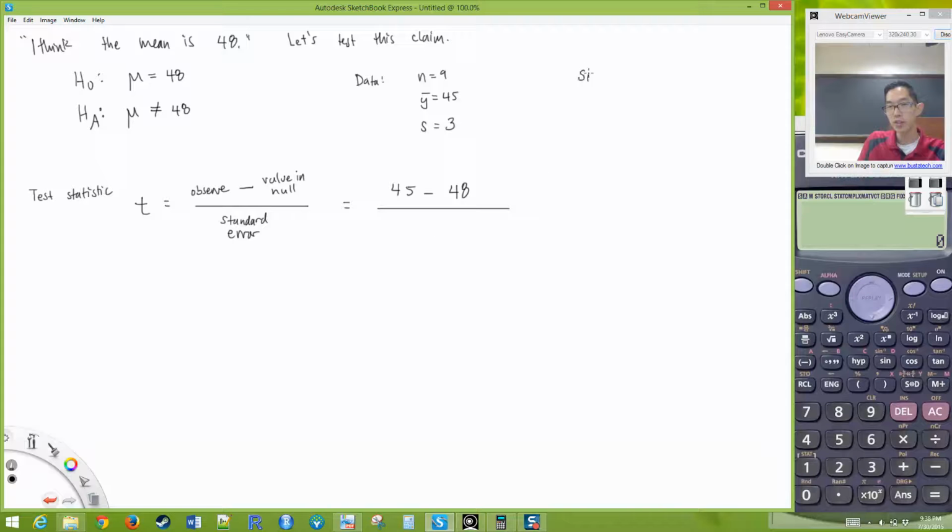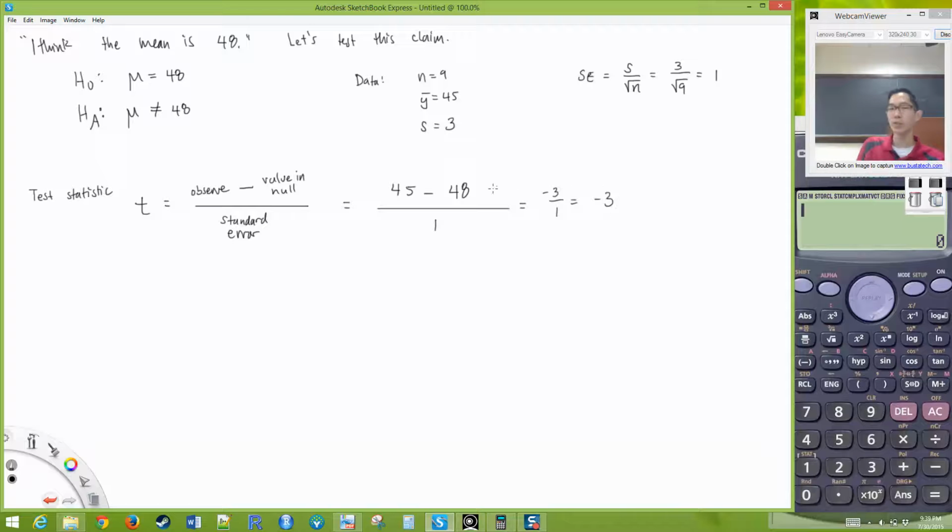The standard error in this case is s over the square root of n, when you have one sample. So it's going to be 3 over the square root of 9. I get a standard error of 1. Coincidentally there's a bunch of 3's in this, but my test statistic is 45 minus 48. I get negative 3 over 1. I get a test statistic of minus 3. So the fact that I observed 45 puts me 3 standard errors below what I expect.